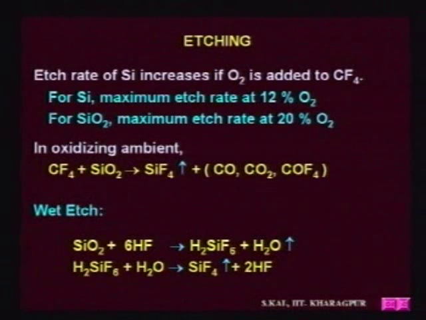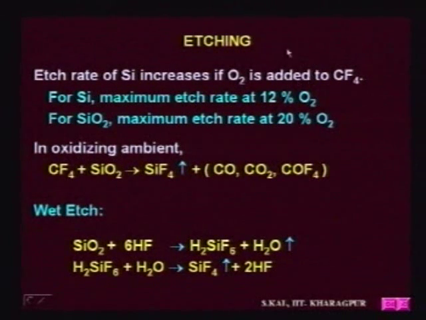It has been observed experimentally that the maximum etch rate of silicon is observed when the oxygen concentration is nearly 12%. At the same time, the maximum etch rate of silicon dioxide is observed when the oxygen concentration is 20%.